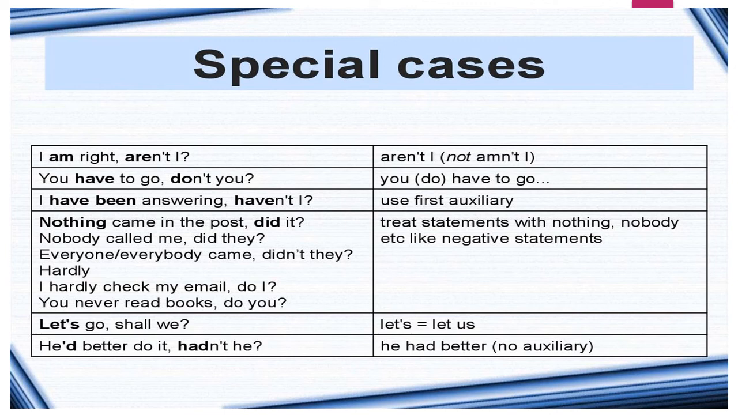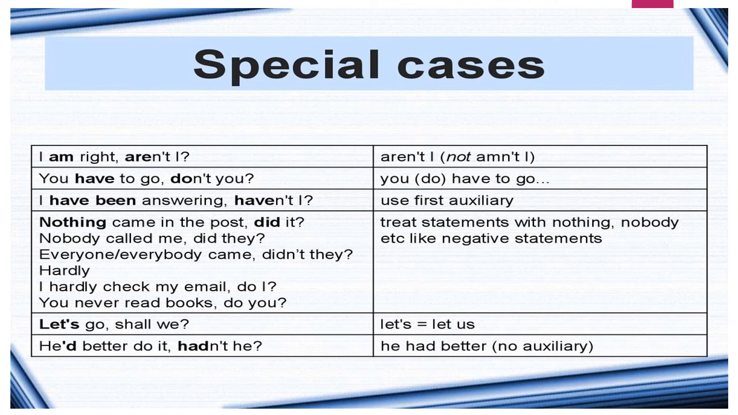Next one. Nobody called me. So again, there is no auxiliary verb. So split the main verb in terms of do, does, did. Called means did plus call. So you got did from there. Subject: nobody called me, did they? They is a pronoun you can use there. Did they is the question tag.